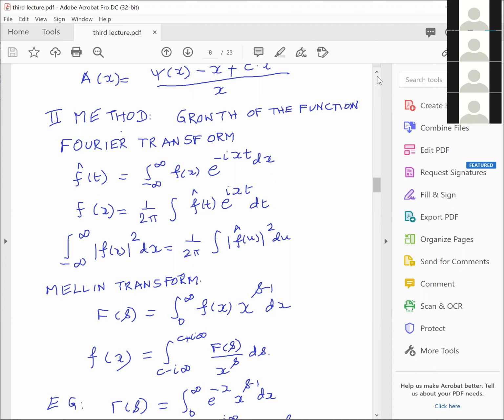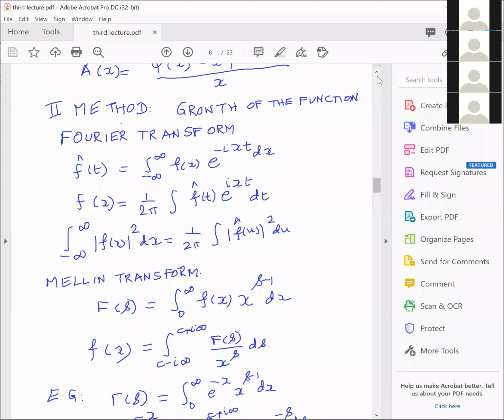Therefore, you have a Mellin transform, which is F(s) equal to the integral from 0 to infinity of f(x) x^(s-1) dx. And then you have the inverse Mellin transform, which is little f(x) equal to the integral from c minus i infinity to c plus i infinity of F(s) x^(-s) ds. This Mellin transform and inverse Mellin transform you would have seen many times, probably with concrete examples.